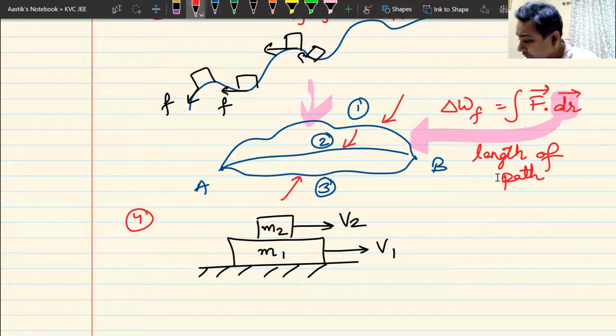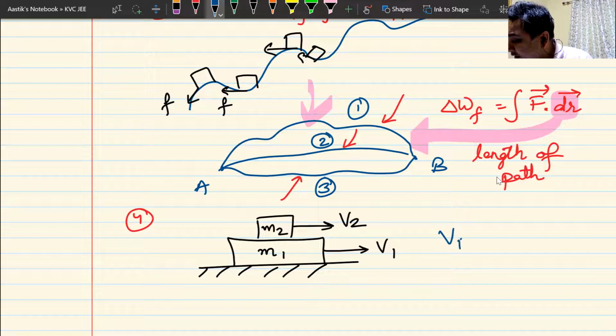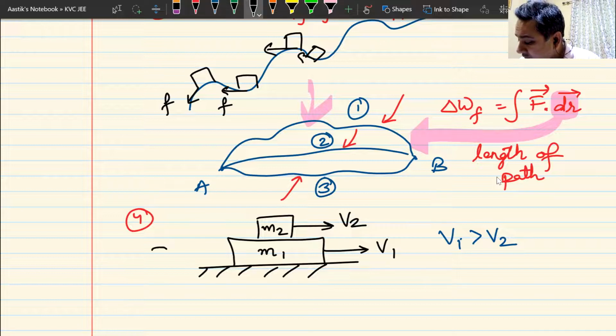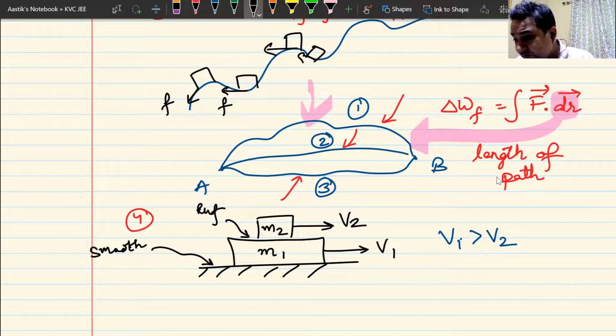Now if I imagine that v1 is greater than v2, and again this is a revision of what we have done in the previous classes. v1 is more than v2, and let us say that this surface is smooth and this surface is rough.